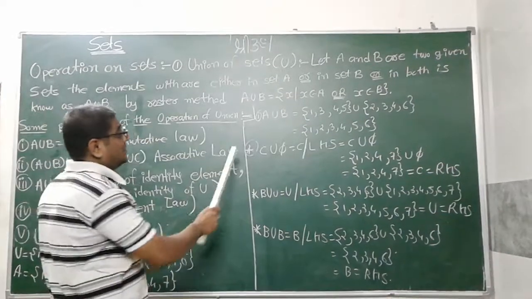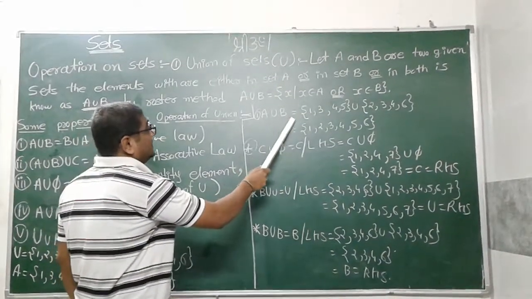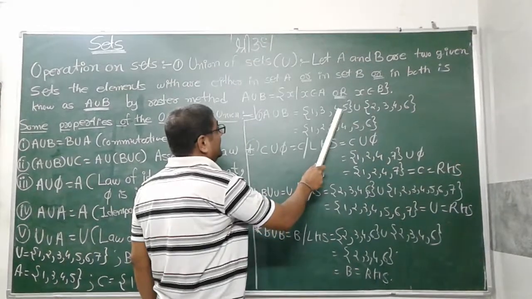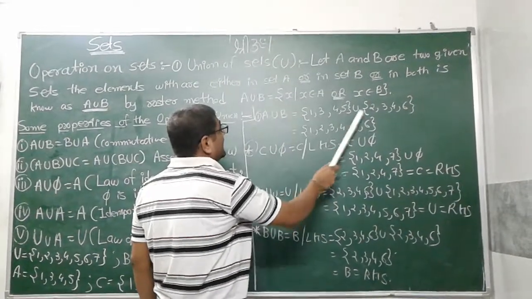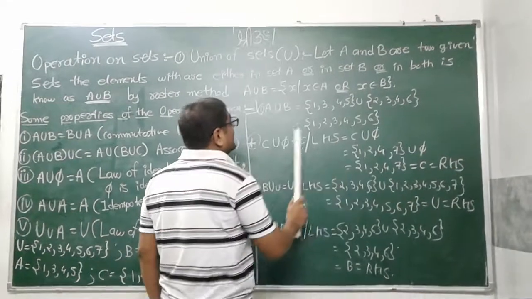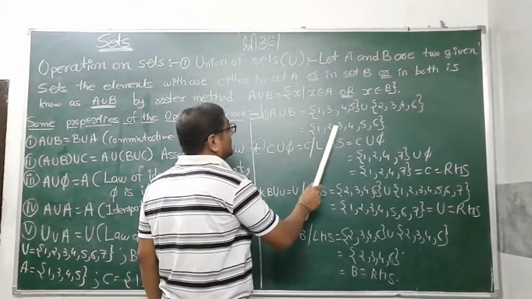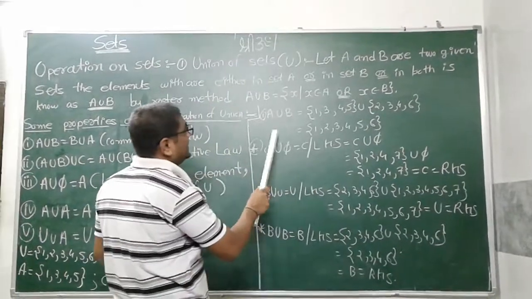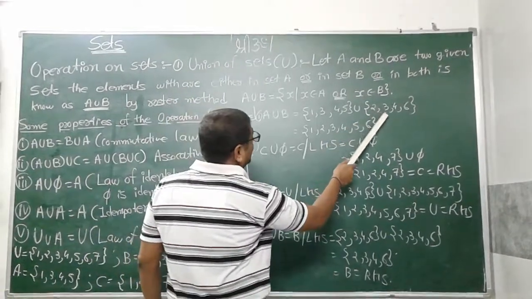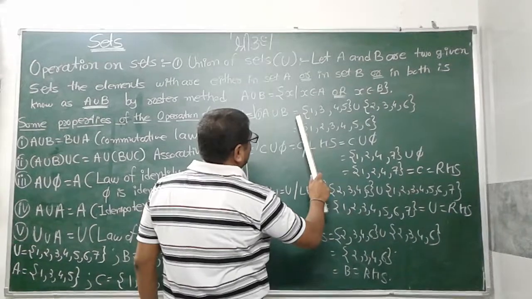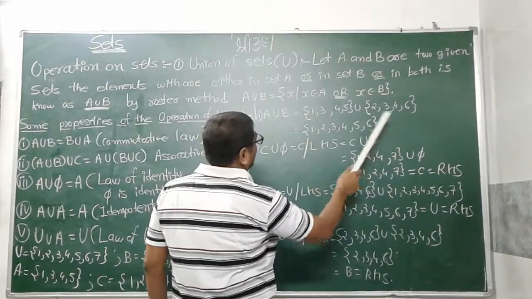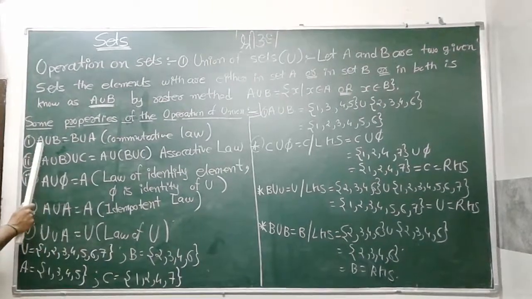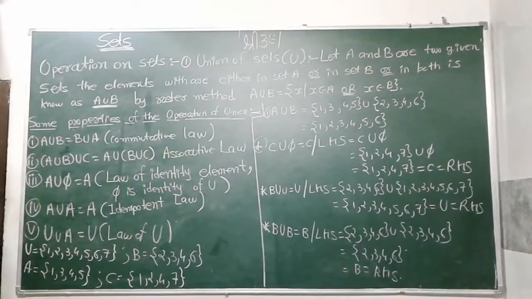Here, for the first law, A union B: the elements of set A are 1, 3, 4, 5 and the elements of set B are 2, 3, 4, 6. So A union B is equal to {1, 2, 3, 4, 5, 6}. Now you take B union A. So the elements of B come first and the elements of set A come second. The answer remains the same. So that is the derivation of the first law, the commutative property.